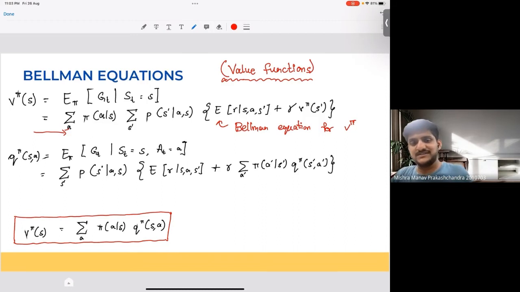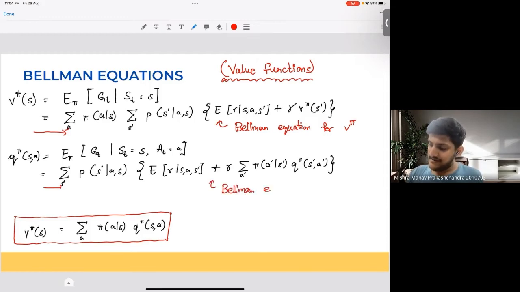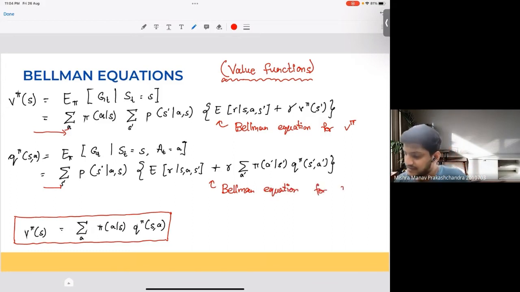Similarly, if you look at the action-based value function, which is the q function, q pi of s, a is the expected return given state s if I take action a at state s. Again, if you do a series of unrolling step by step, you'll eventually end up with this long equation. And this equation is the Bellman equation for q pi. So let's say I call this equation 1 and this equation 2.